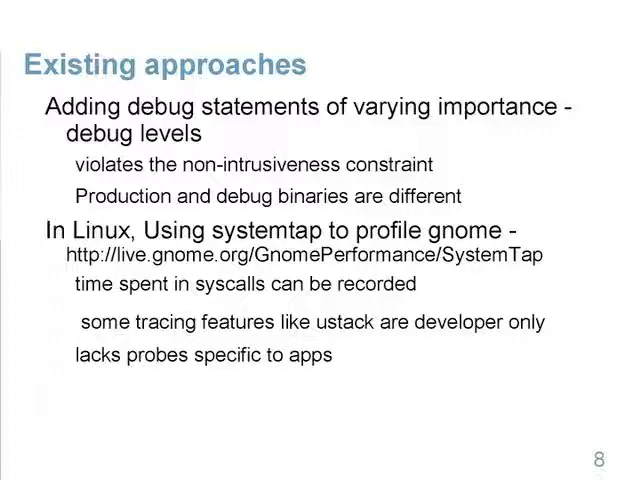This information says that a ustack kind of implementation in SystemTap is only available if you recompile the kernel and so on. Any mistake in whatever I'm saying is because of the person who edited the wiki on the GNOME performance page. It also lacks probes specific to apps. By that I mean I did not see any methods mentioned to add probes to your application so that you can use them later.